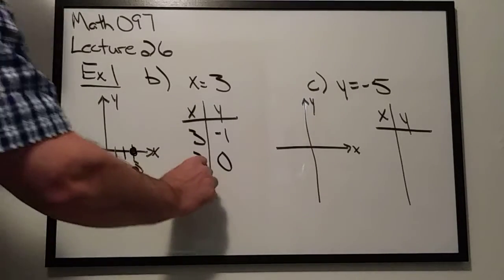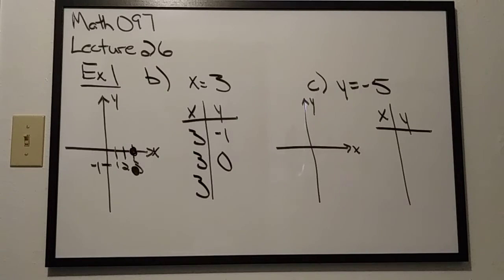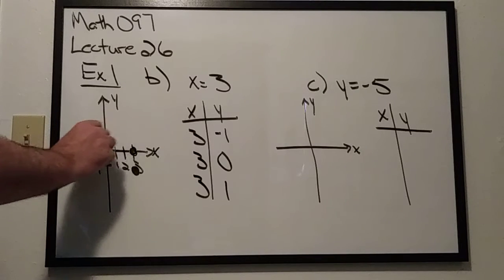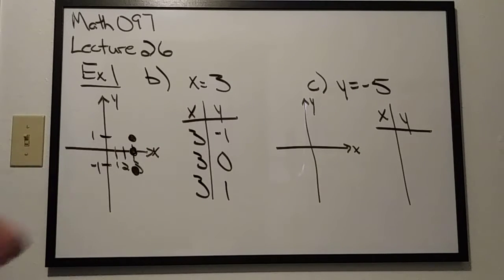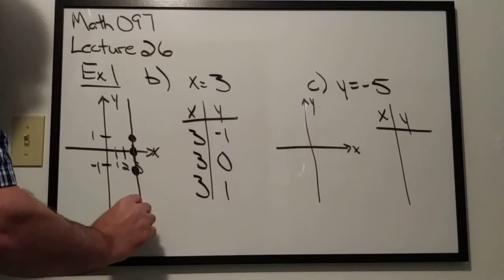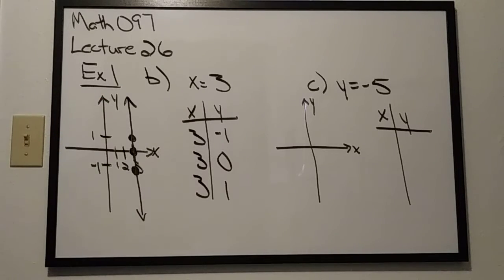And then again, the author likes 3 points, so let's do a third one. 3 has to be the x. Y can be anything we want it to be. Let's put in a 1. So up here at 3, 1. And once again, we have 3 dots. They all line up nicely on a straight line. That gives us an indication that things are going well. Let's connect those 3 dots with a straight line.